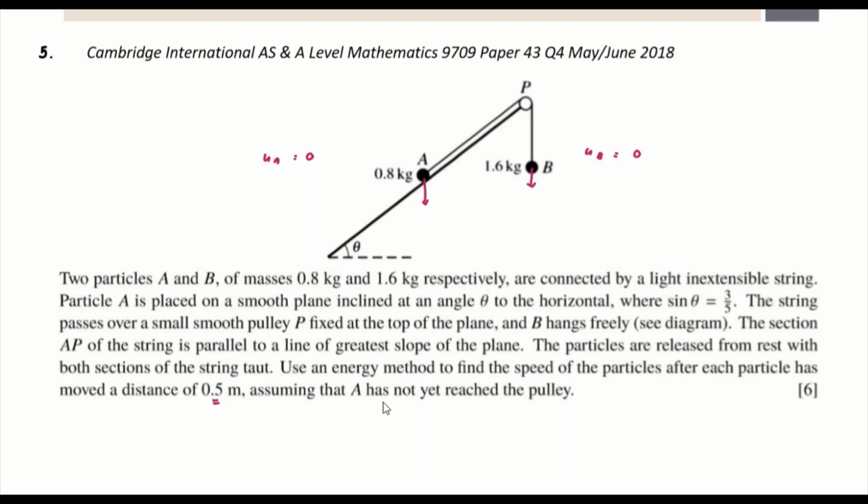So assuming that A has not yet reached the pulley, by using your prior knowledge you should know that this pulley should move here, and they should be moving with the same acceleration. So their V is going to be the same as well. We can just denote both, no matter whether it's A or B, as V because they are connected by this string, with the distance of 0.5.